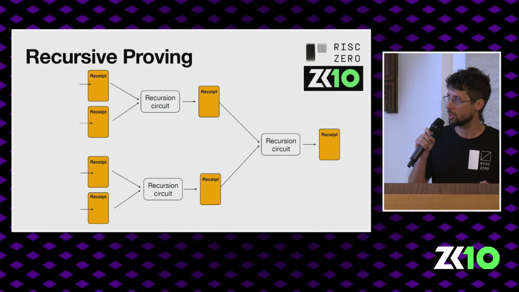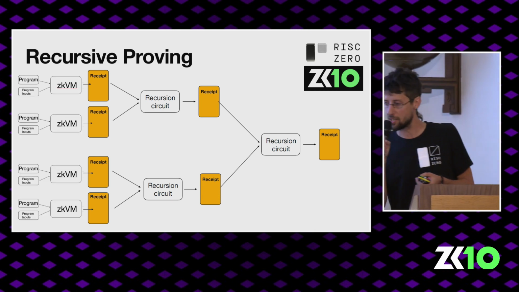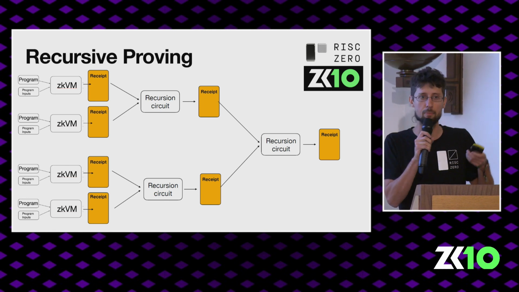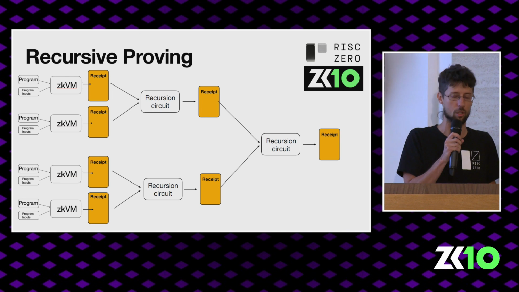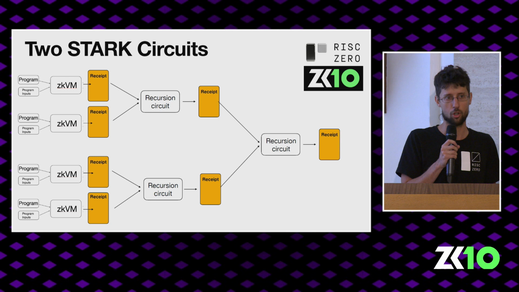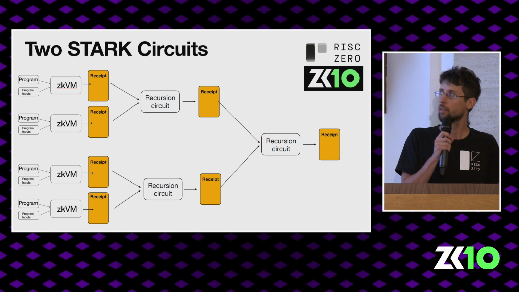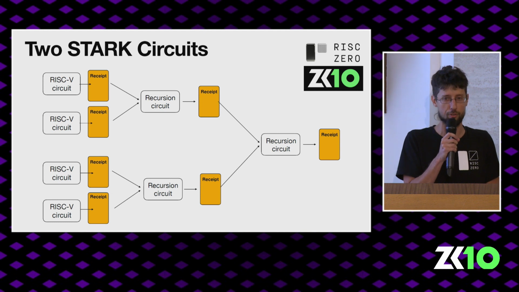I want to call out here that there's these initial receipts here. I'm imagining they came from the zero-knowledge virtual machine. They came from a RISC-V execution. And there's actually 2 SNARK circuits in this picture here. There's the initial RISC-V circuit, which is used to generate our proofs of RISC-V execution. And then there's a separate recursion circuit, which is used to compress those.